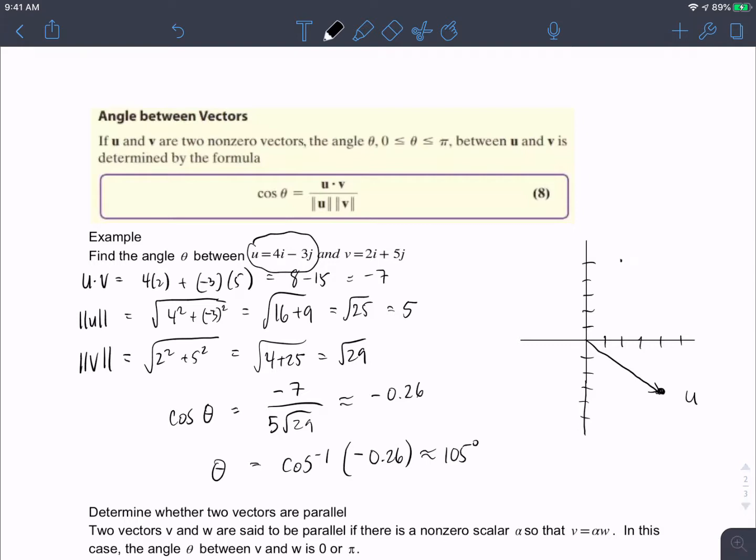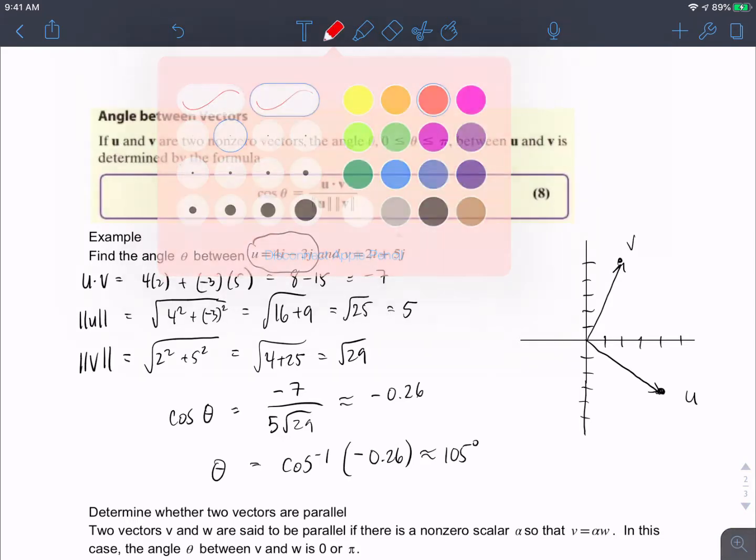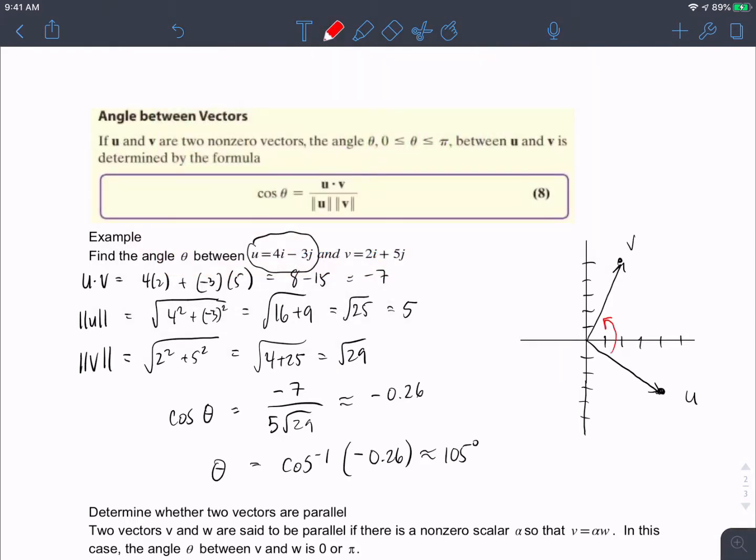2, 5 is going to be up here. That's going to give us our v. And the angle that's going to be the result is this angle here. And we just found that to be 105 degrees by doing the math. But that's how you can see it pictorially to be able to find it and understand. Okay.